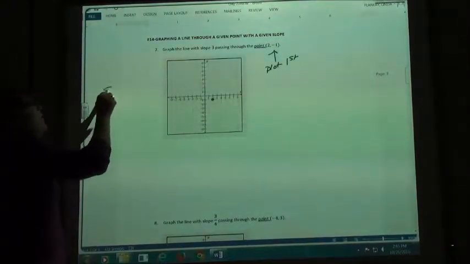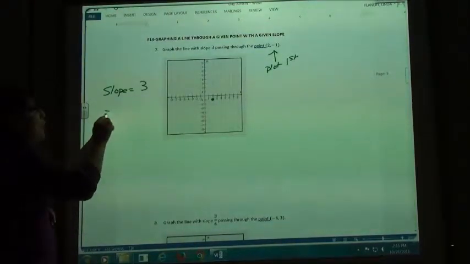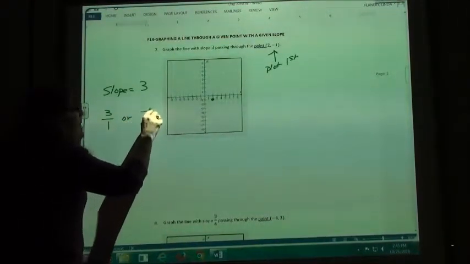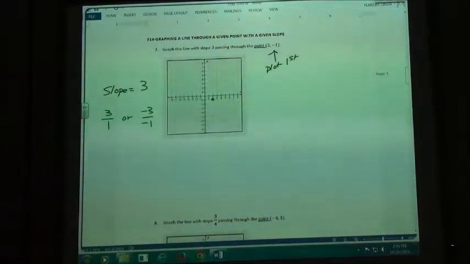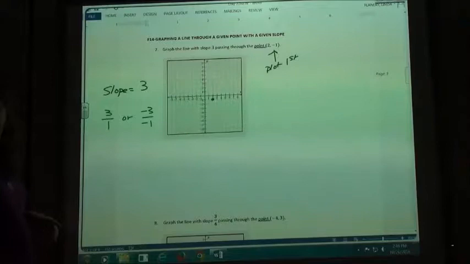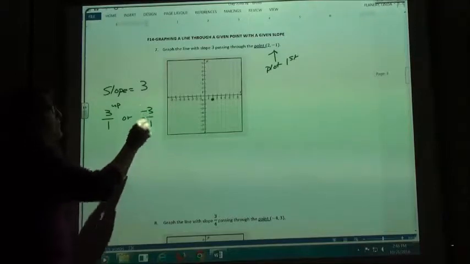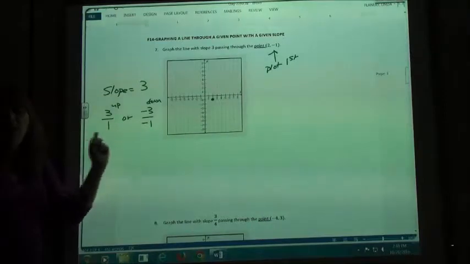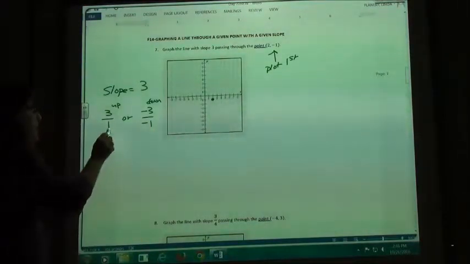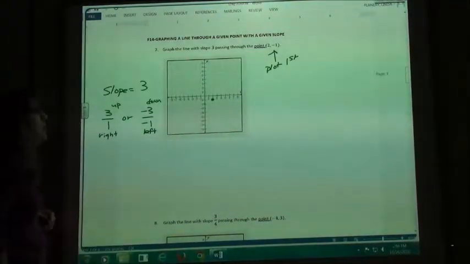I'm then going to use my slope to find some more points so I can draw my line. So if my slope is 3, I have to write it as a fraction. I can either write it as 3 over 1 or a negative 3 over a negative 1, because a negative divided by a negative is still a positive slope. The top number is the change in the y, so it's going to tell you the up or the down. So the top number here means I'm going to go 3 up. Here, if it's negative, I would go 3 down. My bottom number is the change in the x, the left or the right. If it's positive, I'm going to go to the right. If it's negative, I'm going to go to the left.